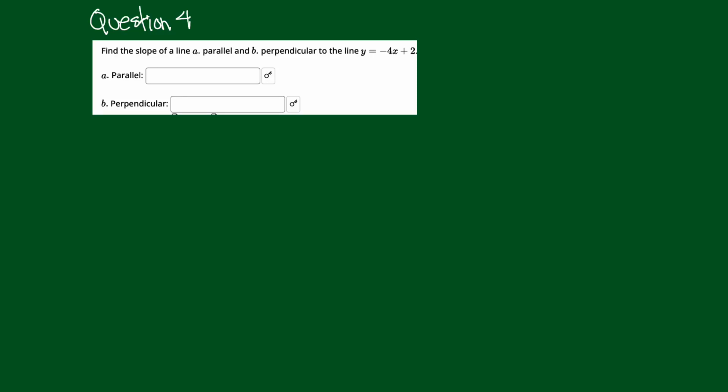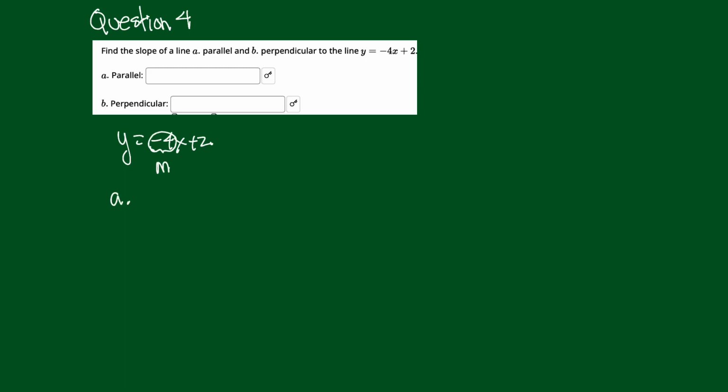Question 4 says to find the slope of a line, part A, parallel, and part B, perpendicular to this line. All right, so we're given that this line is, I'm just going to write that equation down here, y equals -4x plus 2. Now, here's the slope of that line.